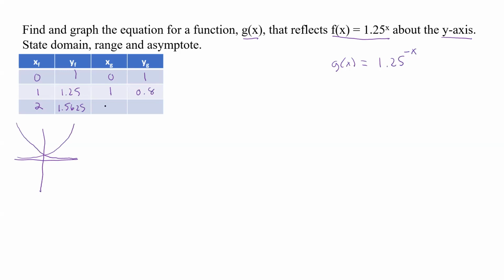Okay. So now let's go maybe negative 2. So if we go negative 2, what happens? Well, that's going to become a positive 2, and that tells us it's going to be 1.5625. So the only different one we have is we went to 1 and we got the 0.8. If we would have gone to negative 1, we would have got the 1.25 because the negative negative is going to be a positive 1.